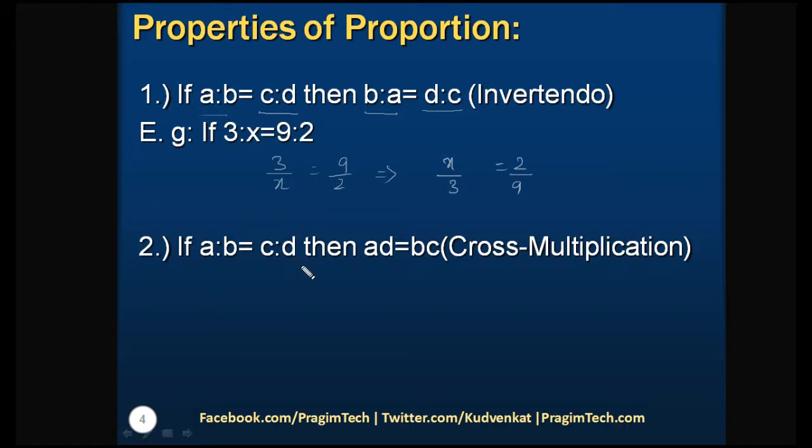The next property of the proportion says that if A by B is equal to C by D, then AD will be equal to BC.